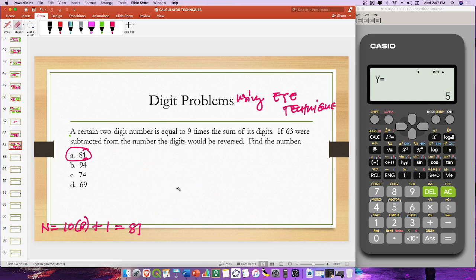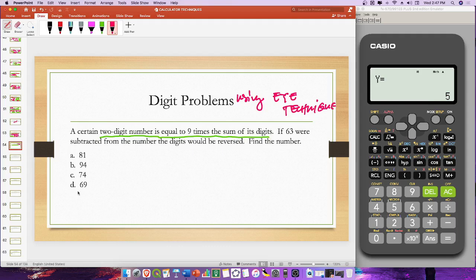We already know the answer is 81. Assuming we don't know the answer, we will need to solve for it using the I technique. Let's go back to the statement. According to the statement, the two-digit number is equal to 9 times the sum of its digits. Meaning, if we add the digits of the two-digit number and multiply that by 9, the result will be the number. Okay, let's try.